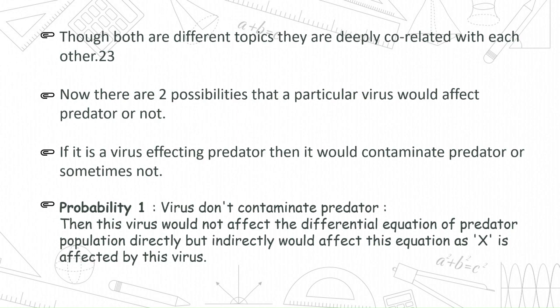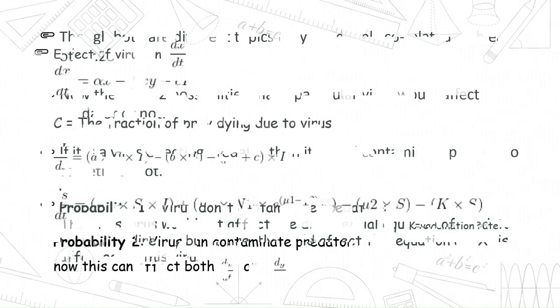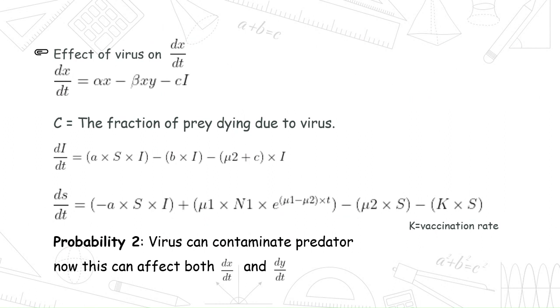Possibility 1. In the first possibility, we shall consider that the predator won't be affected by the virus. Hence, the predator population shall not be affected directly, but indirectly it will be affected, as the population of prey would decrease. By applying calculus, we obtain this new equation as shown on the screen, where mu1 and mu2 are birth rate and death rate, and k is the vaccination rate.